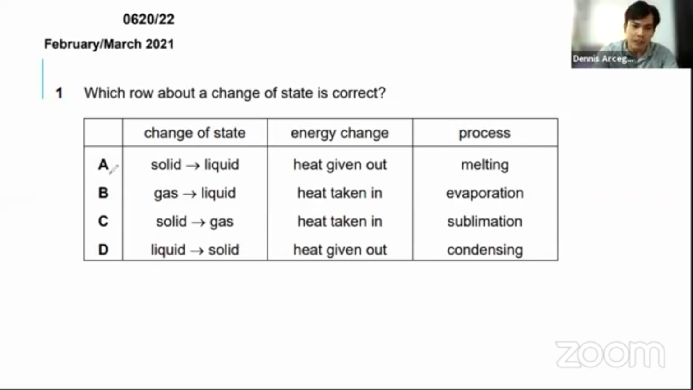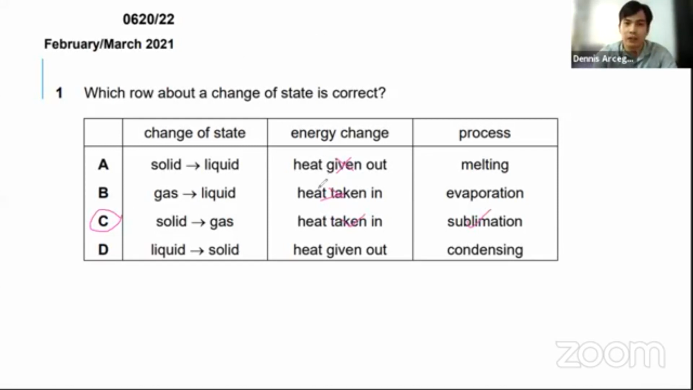Let's say, for example, let's see letter A first. Letter A, it's solid to liquid. Is heat given out when solid turns to liquid? No, right. It gains energy, as I have shown you earlier. So this is wrong, and it's better if you cross it out like that. The next is gas to liquid. Is heat taken in from gas to liquid? No, right? So it is wrong also. Then solid to gas, you have here heat taken in. So that is correct. So you eliminate A and B already, and you have choices C and D. Gas to solid, heat is taken in, and that is sublimation. So you can get the correct answer for that. You analyze it like that, okay?